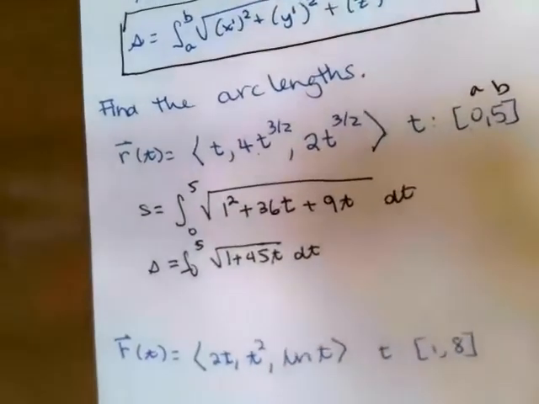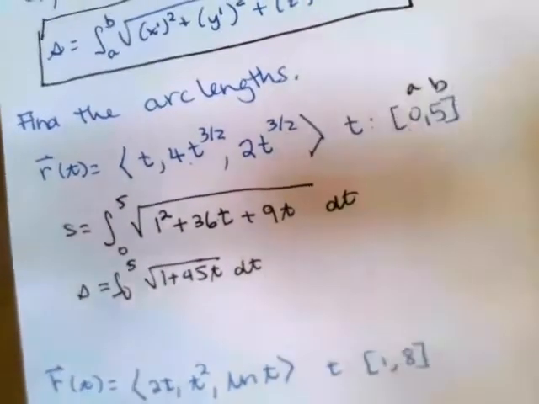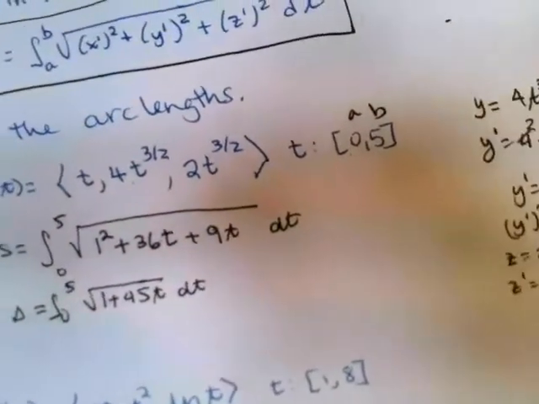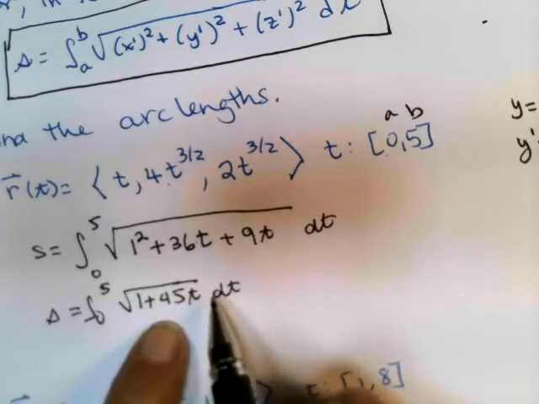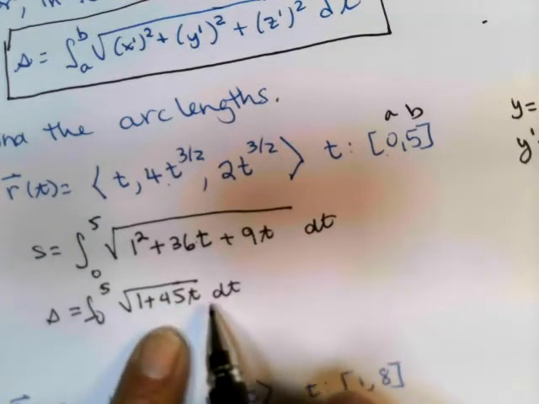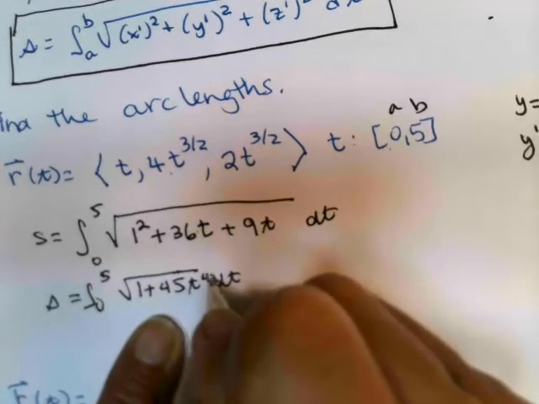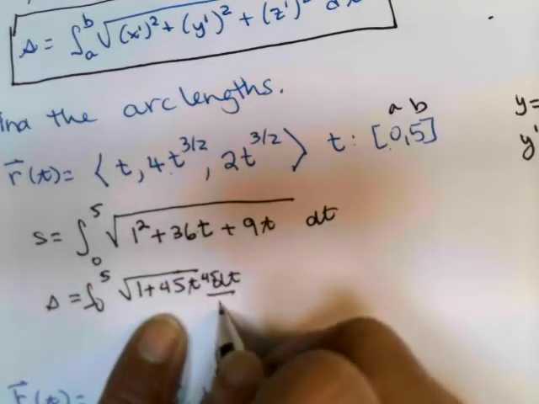Okay, I'm going to zoom in just a little bit. That's just a quick little u sub, and we'll do it in our heads. All right, so if u is underneath the radical, du would be 45 dt, so I'll need a 45 here to get my du.